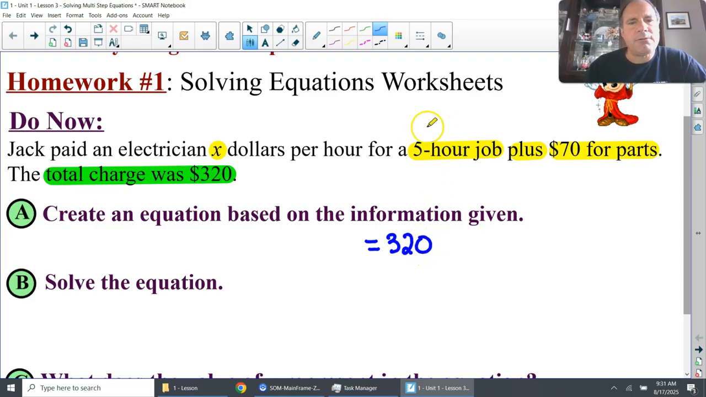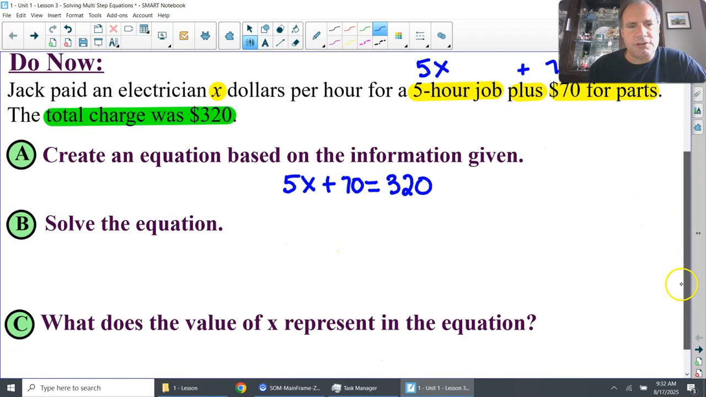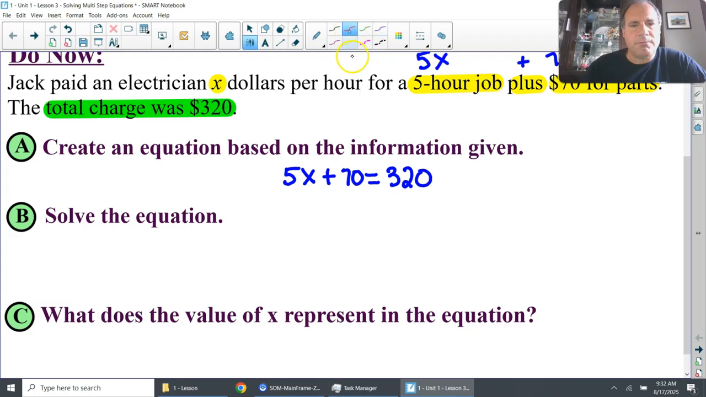A 5-hour job, that is 5 and then X, because that's X dollars per hour. 5 hours, 5X plus 70. So there is your two-step equation, nice and easy. 5X plus 70 equals 320. And then it says solve the equation. So that's what we're going to do, using inverse operations.